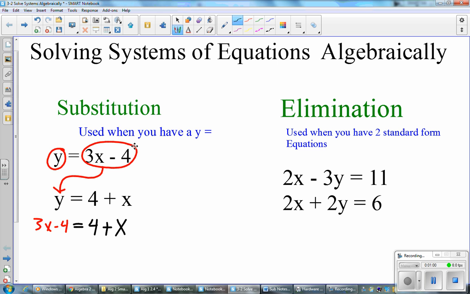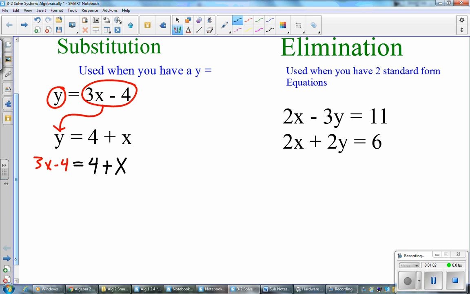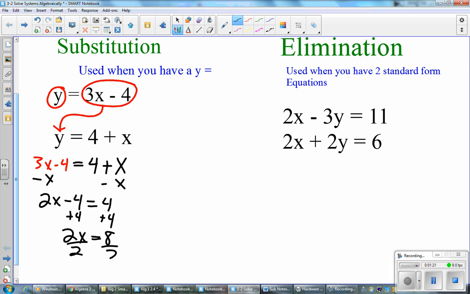Now all of a sudden we don't have any y's in our equation, so we can solve it with one variable. Minus x to both sides, we're left with 2x minus 4 equals 4. Plus 4 to both sides, and 2x equals 8. Now divide by 2, and x will equal 4.